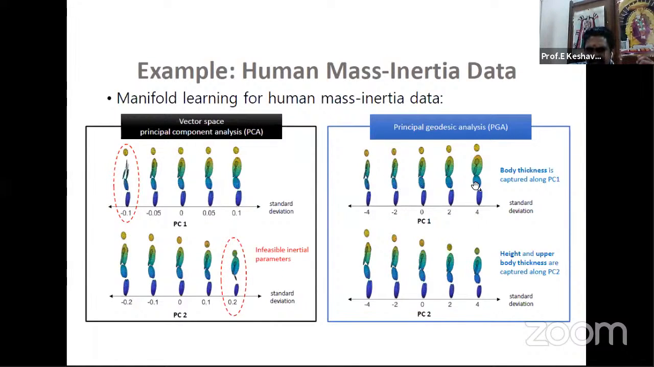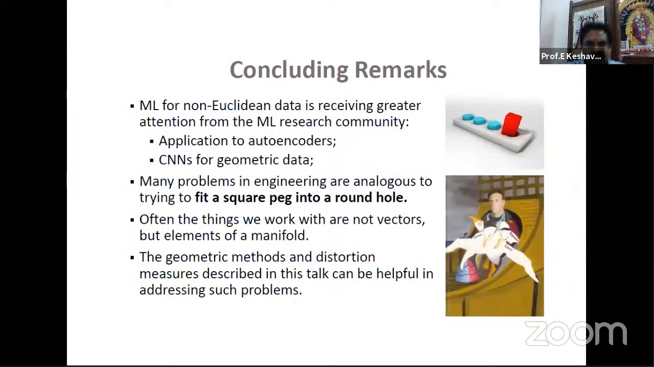If you see, body thickness is captured, height is going to be captured here. So PC1, PC2. These two are going to be here. What is this? Vector space principal component analysis. PCA is a well-known thing that all engineers are doing, principal component analysis in image processing and all the things. And here, rather than principal component analysis, why not we go for principal geodesic analysis? This is my term: why not we go for geodesic analysis? We can get a better output than PCA. This is the thing.